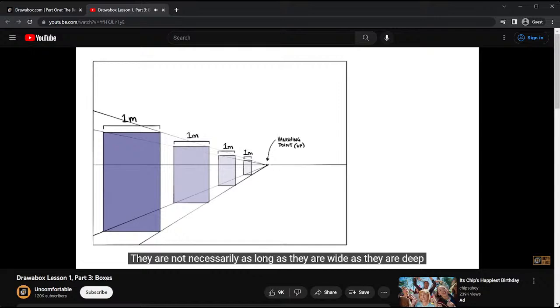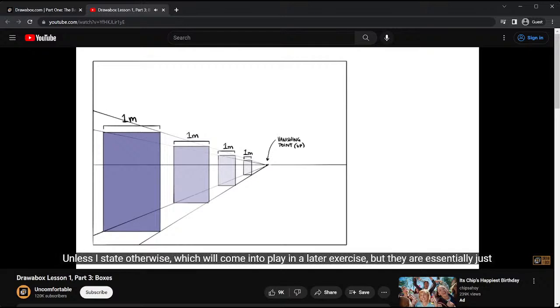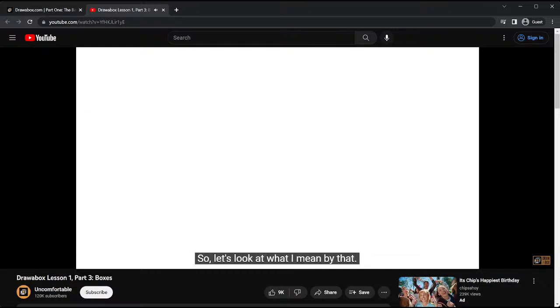They are not necessarily as long as they are wide, as they are deep. They are just rectilinear forms, unless I state otherwise, which will come into play in a later exercise. But they are essentially just a summary of 3D space. So let's look into what I mean by that.